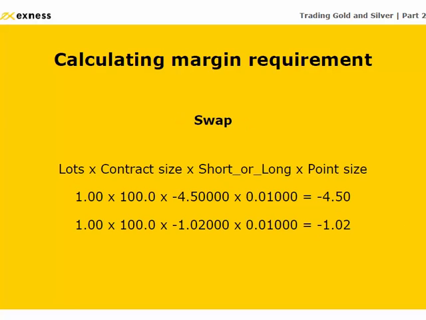If you are a position trader, if you want to hold your position for weeks or even months, you should take care of swap point. Use this formula to calculate swap point. In this particular case, the swap point for long position would be minus 4.5, and for short position it would be minus 1.02.